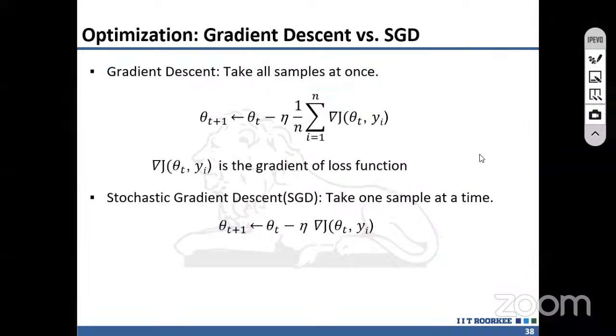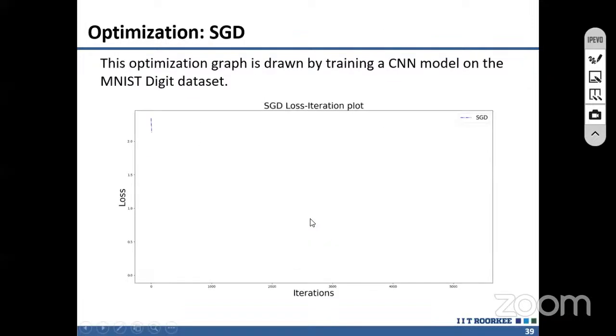Now you can think that when I take one sample at a time, it will take a lot of time, because every time I adjust the weights it takes time. There will also be more fluctuations when I'm adjusting.